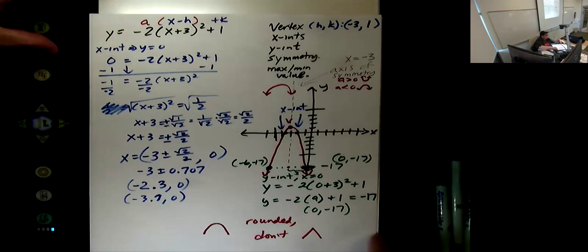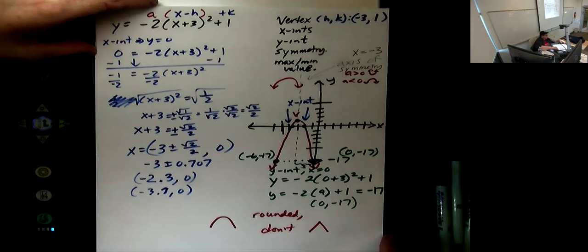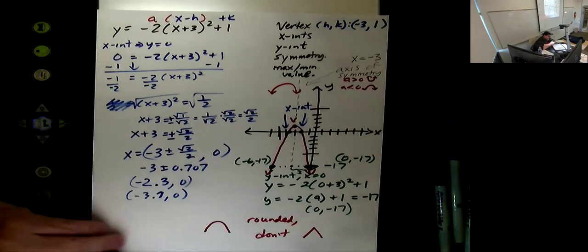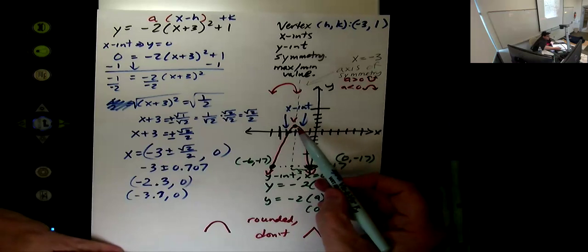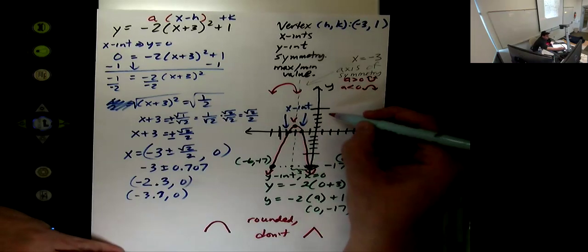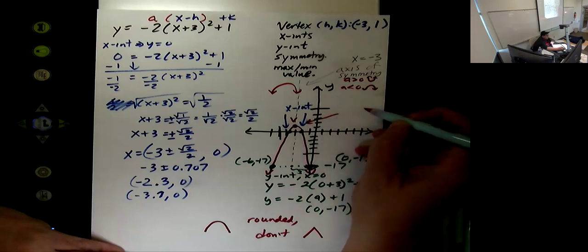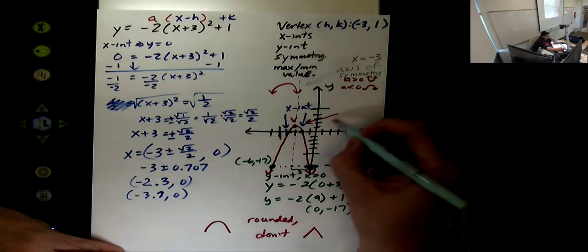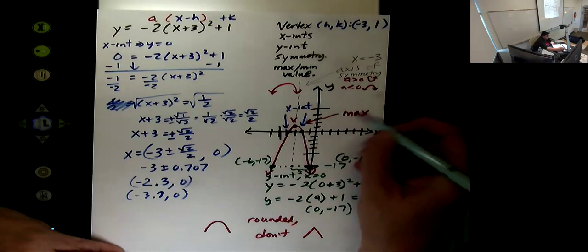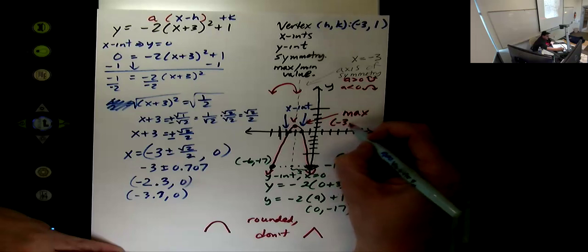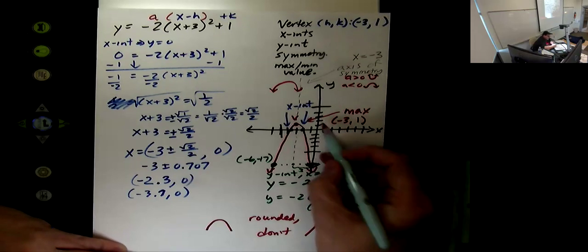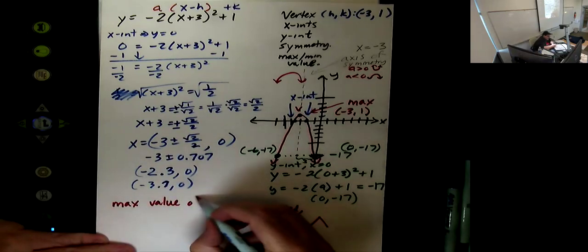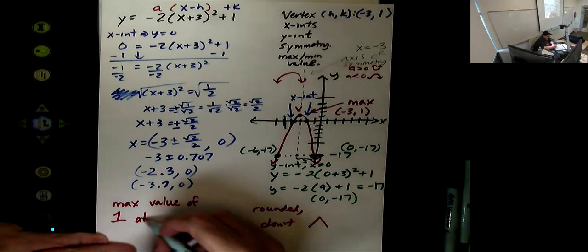Any questions? What's the maximum then? Oh, you're right, I didn't do that. So the max and min occurs at the vertex. Is this a max or a min? It's a max. All the y values are less than it everywhere else on the graph. It is definitely a max. The vertex was (-3, 1). So we have a max value of 1 at x equals -3.